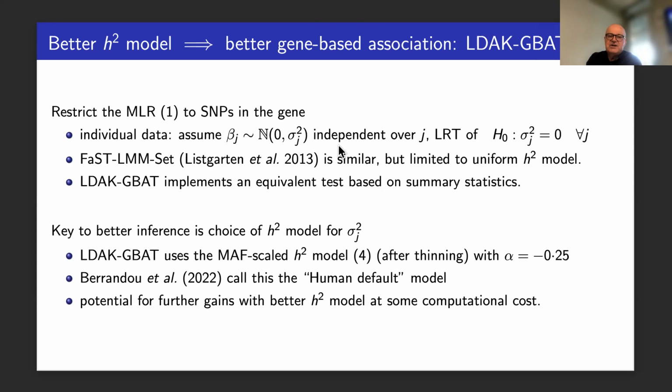And this is a paper which is on medRxiv at the moment, but under review, and we hope will be out in a good journal soon. This is doing gene-based association. So you define genes however you like, and then we want to do an association test based on basically the estimated heritability of the gene. And there was some software from Listgarten et al. doing that, called FastLMM-Set. And what we've done is pretty similar, but again, they implicitly assume the uniform heritability model.